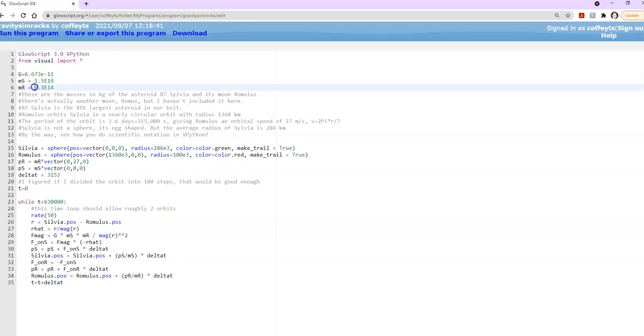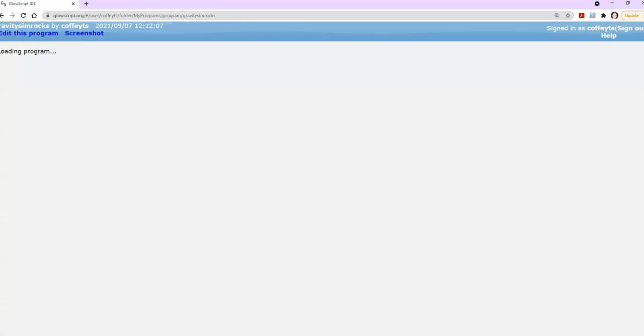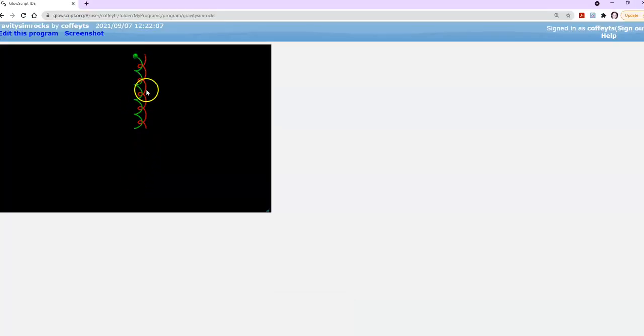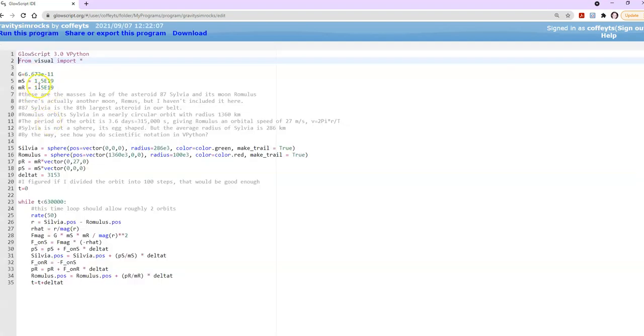Like, for example, what happens if I make Romulus and Sylvia the same size? Right? What happens if I just make that one change? Okay? Well, theoretically what should happen is that now both of them are going to be orbiting the center of mass. So let's see what happens here. Let's run it. Look at that. So with just that one quick change, you can see that the motion changes a lot. Okay? Now I can do other things, right?